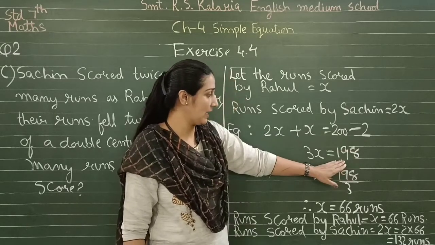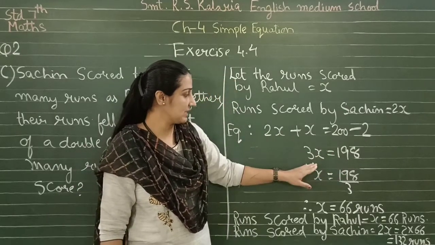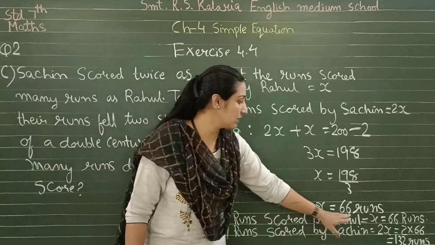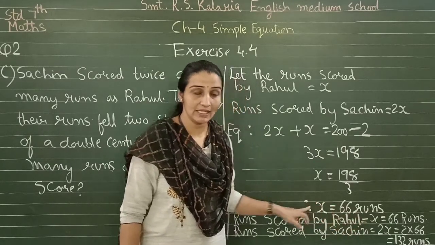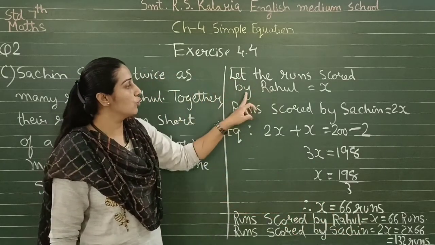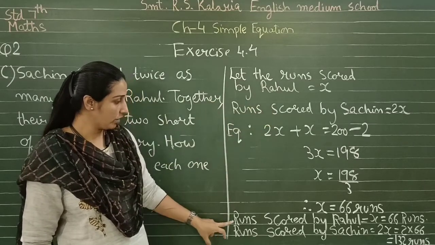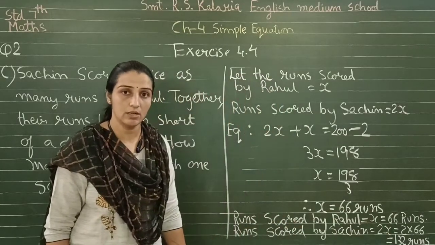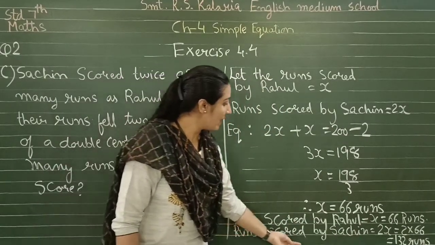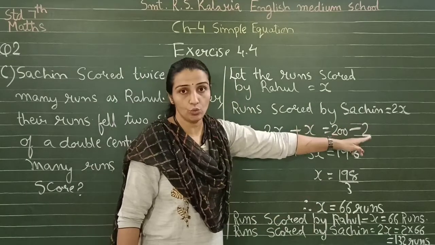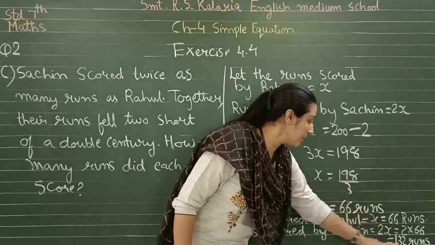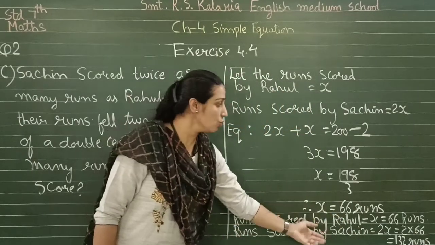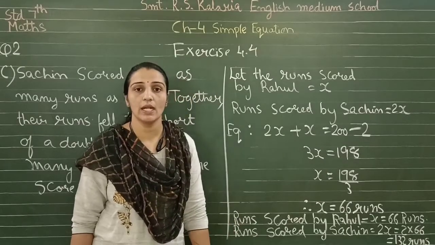200 minus 2 is 198. 2x plus x is 3x. On solving, we get the answer that x is equal to 66 runs. पर ये x क्या है हमारा? Runs scored by Rahul. Therefore, runs scored by Rahul is equal to x is equal to 66 runs. Runs scored by Sachin हमने क्या assume किया था? 2x. That is 2 multiplied by 66 is equal to 132 runs. On adding these 2 runs, you will again get the answer 198.